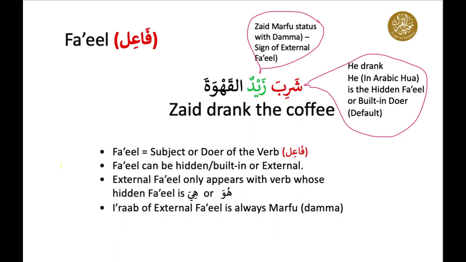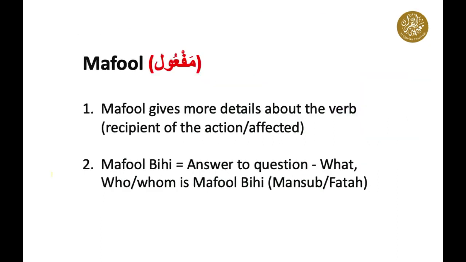Last point, i'rab or case ending of external fa'il is always marfu with dhamma. We studied i'rab briefly in the earlier lessons. The last component, maful. Maful is an object and gives more details about the verb. It is the recipient of the action or the one who is affected.